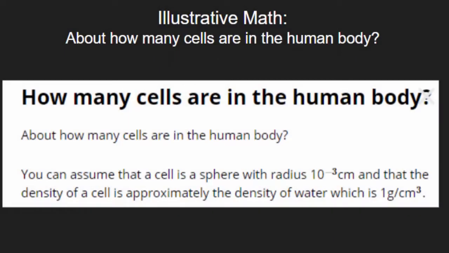The illustrative math task, how many cells are in the human body, as featured in the Georgia frameworks, might be another opportunity for your students to investigate the concept of density and volume. Based on the level of your students, you might simply give them the question along with the information on the radius of a cell and the approximate density of the cell.